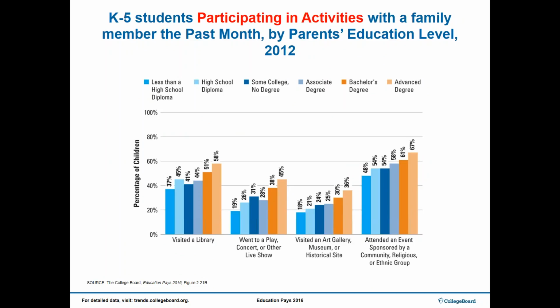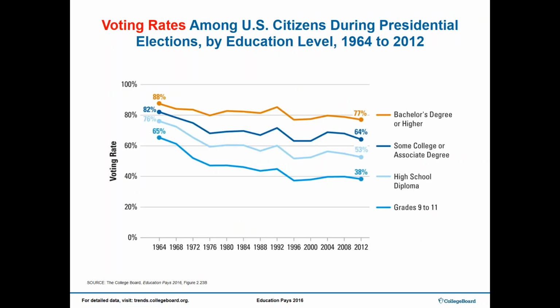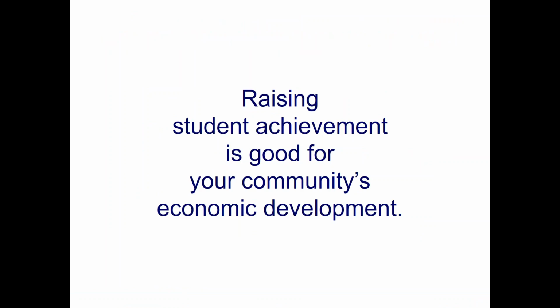So again, lots of different impacts. People with more education are more likely to volunteer in our communities, and they're more likely to vote. So lots of reasons, if we care about kids, that we want them to be ready to continue their education after high school.